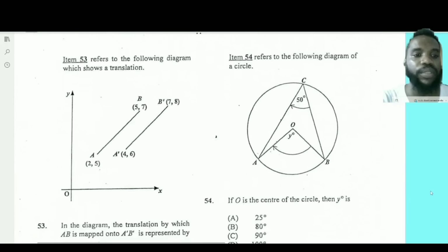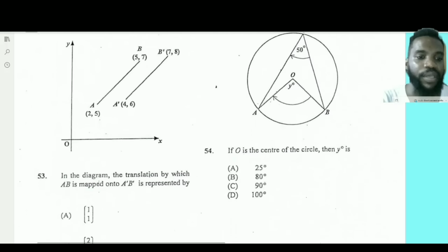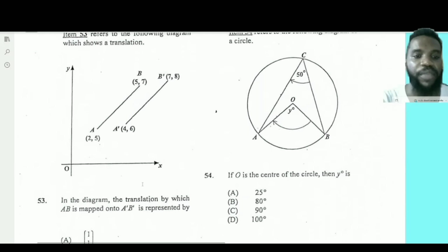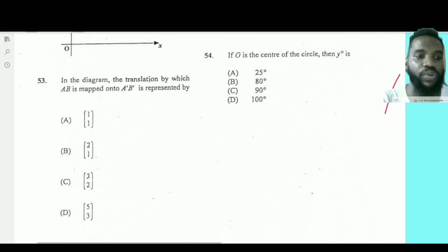Question 53 refers to the diagram which shows a translation. In the diagram, the translation by which AB maps onto A'B' is. Alright, so in other words, what do you do to the X value and the Y value to get the new point? First of all, A's X was 2, then it became 4. A's Y was 5, then it became 6. So to the X value add 2, to the Y value add 1. So clearly it's going to be 2, 1. Alright, so let's go down and find that. 2, 1. We don't need to go further than B, as in boy.